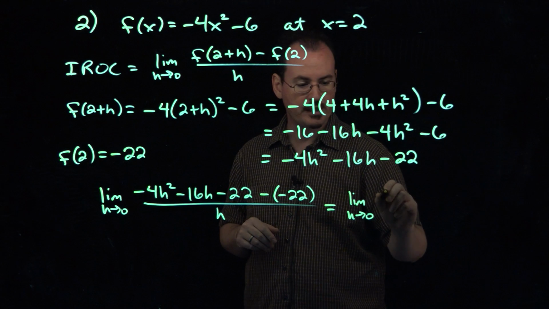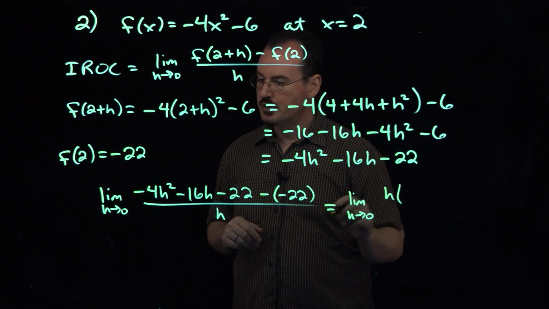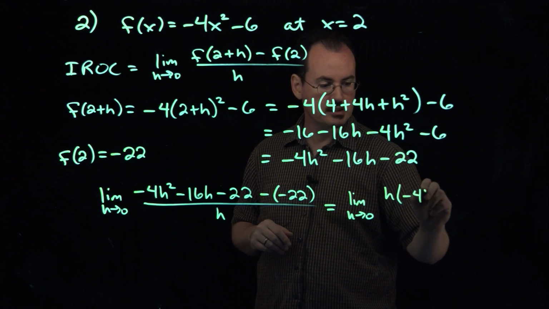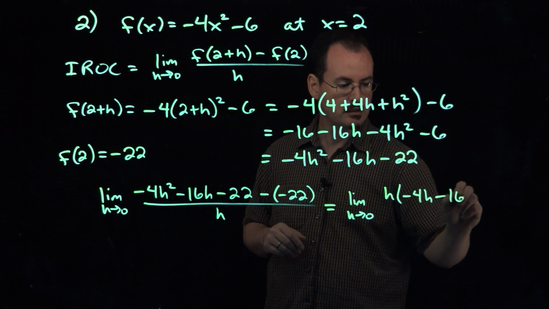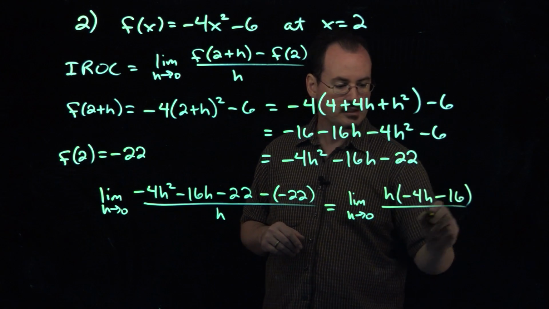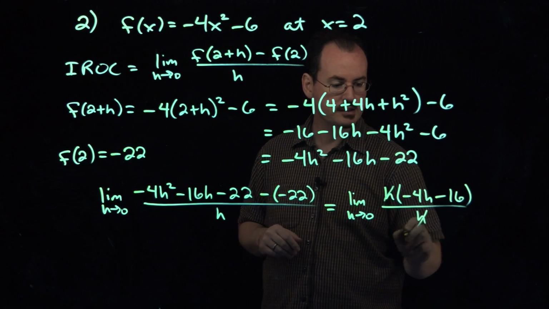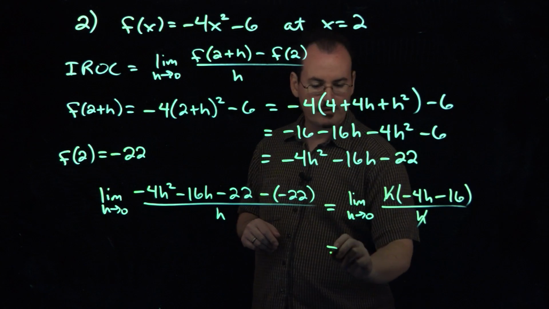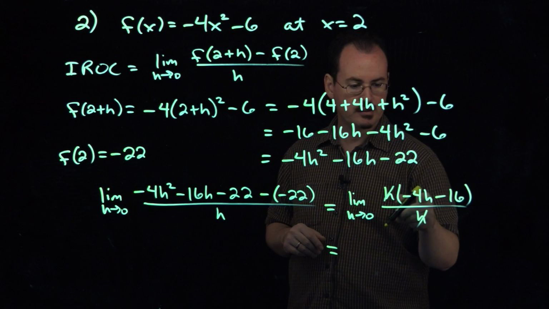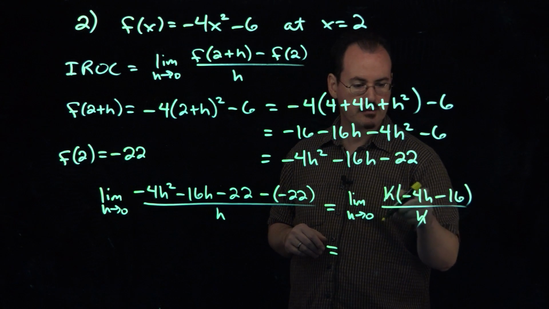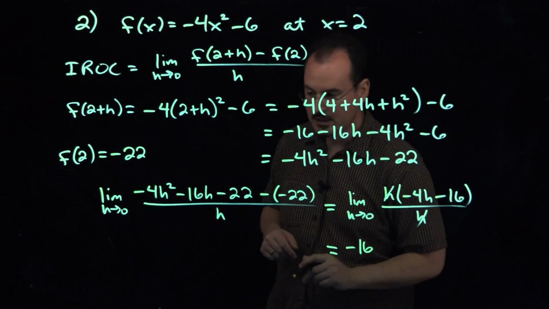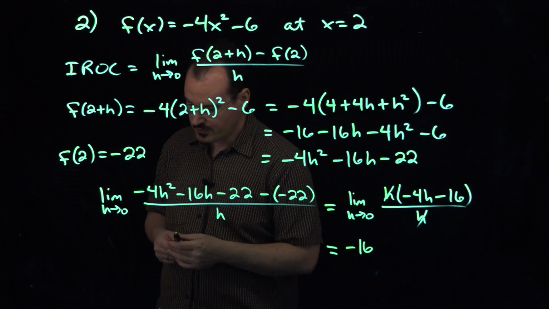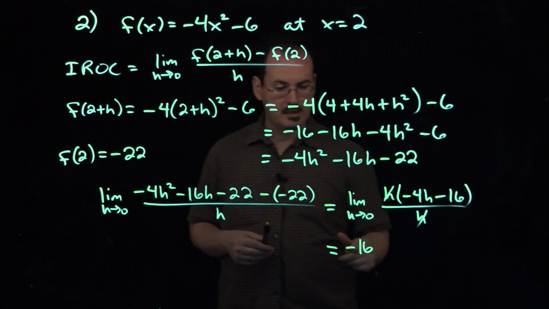From there, we can factor an h out. And when we do that, we're left with minus 4h minus 16 over h. And at that point, these h's can cancel. And finally, when I plug the 0 into the h that's left over, that whole term will go away, and then I'm left with minus 16. So the instantaneous rate of change of this function at x equals 2 is minus 16.